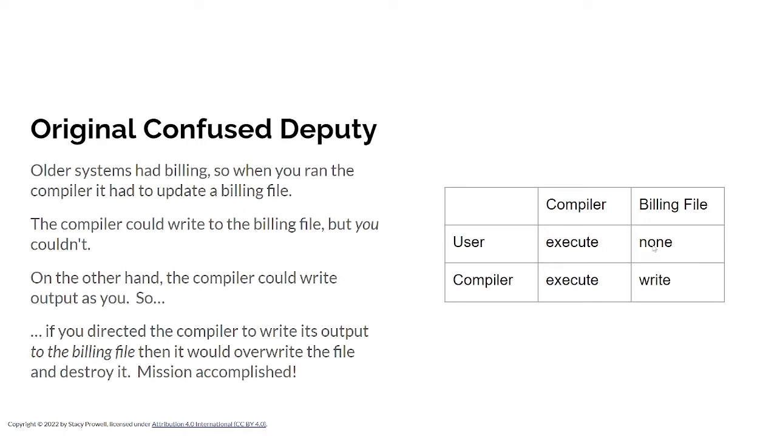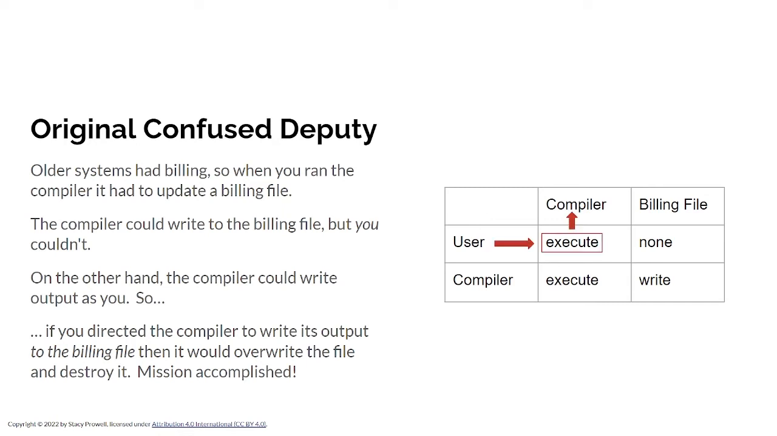If the user tries to write the billing file, the system says, nope, you can't do that. If the compiler tries to write it, it says, sure, you can write the billing file. But what if you ran the compiler and you have to specify where the output of the compiler goes? And what if you told the compiler to write its output to the billing file? It's just a file path, right?